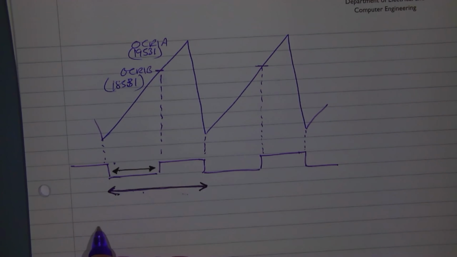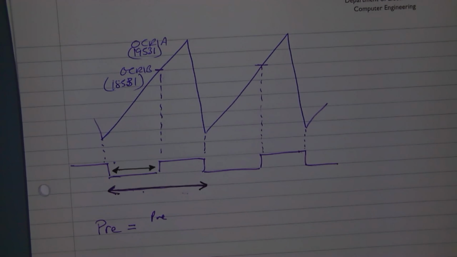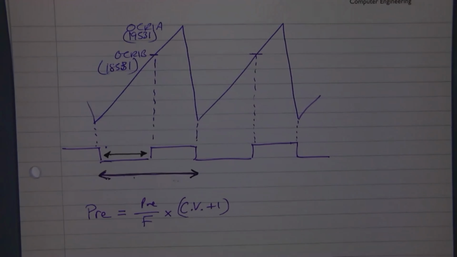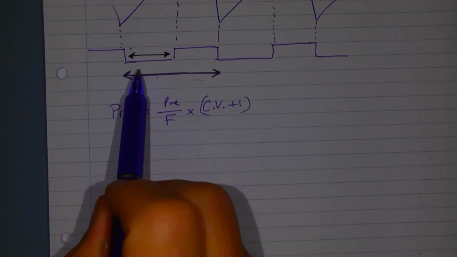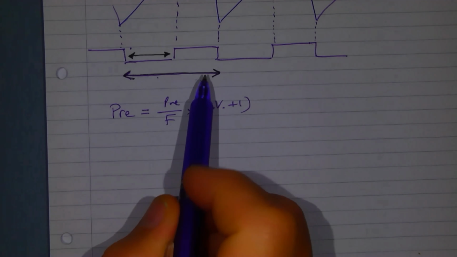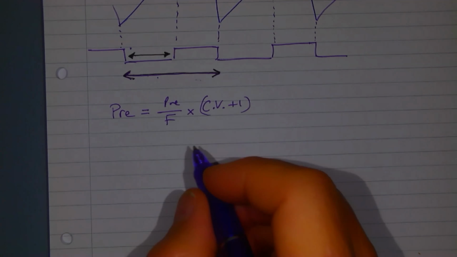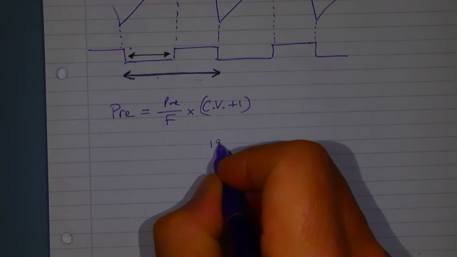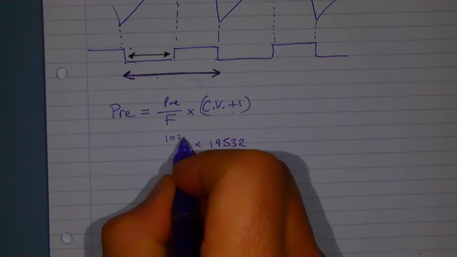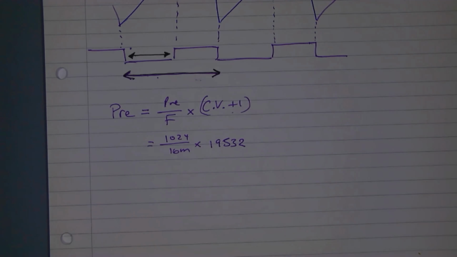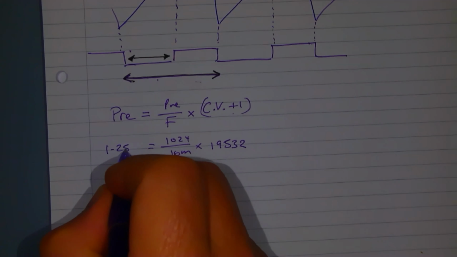But of course, we know our model now. We know that the period equals the prescaler over the frequency times the compare value plus 1. Okay, so I'm just going to write that like that. And we can now start working out what these two values are. I can work out what this overall period of time is because I can put in 19531 as my compare value. So that's 19532 because I'm adding 1. And the prescaler, of course, is 1024, and the frequency is 16 MHz. And that gives me a time period of 1.25 seconds.